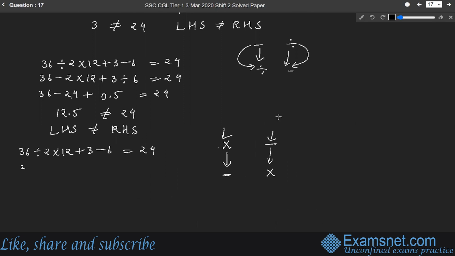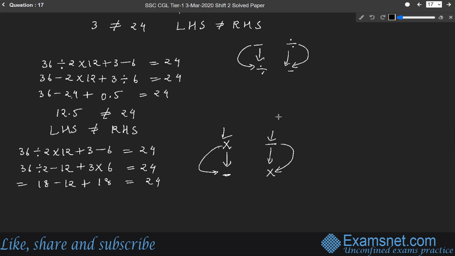So 36 divided by 2 multiplied by 12. The sign of multiplication will change to minus. So minus 12 plus 3 minus 6. The sign of minus will be changed to multiplication. So 3 into 6. It is equal to 24. So let us check it. 36 divided by 2 minus 12 plus 3 into 6. So it will be 18 minus 12 plus 3 into 6 is 18. It should be equal to 24.